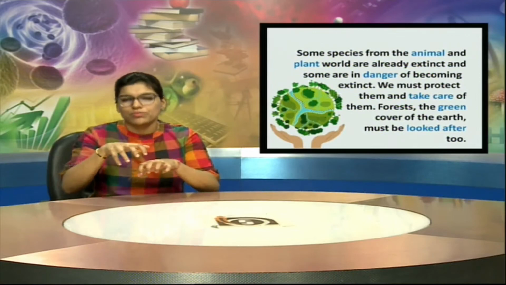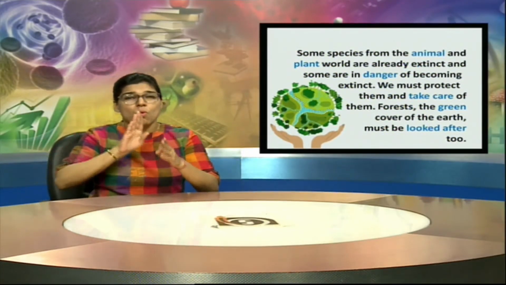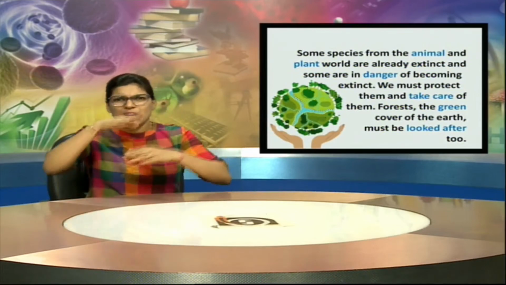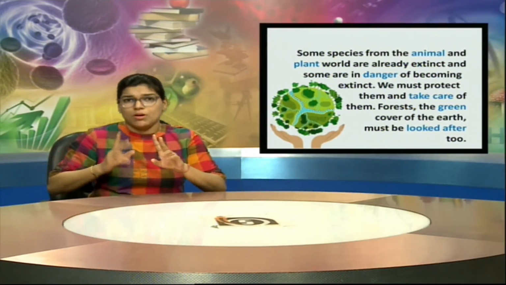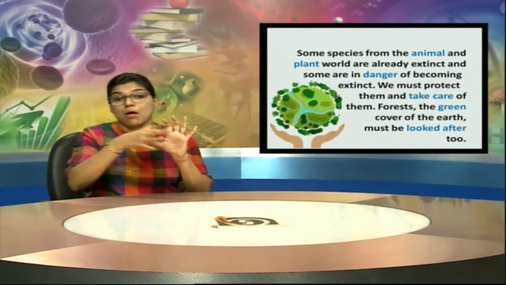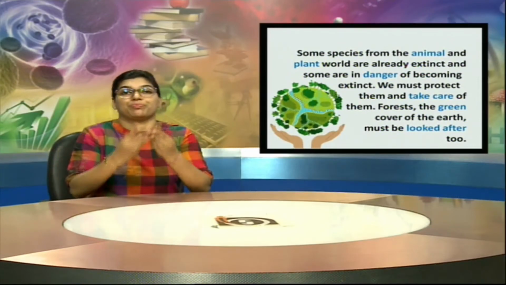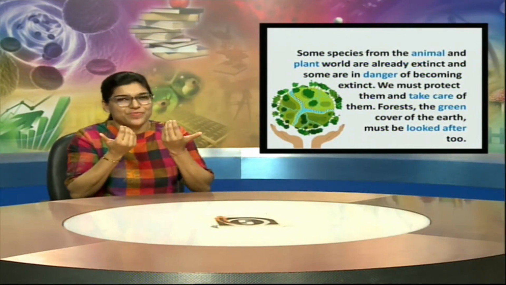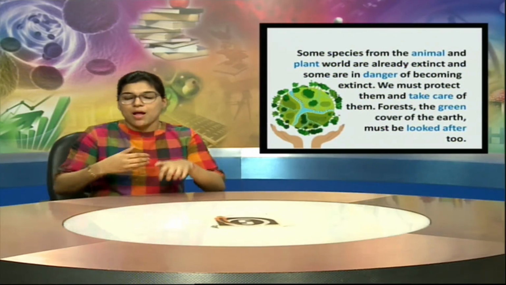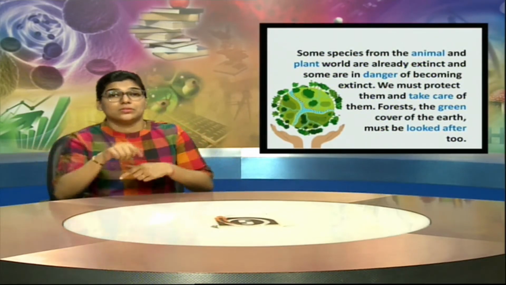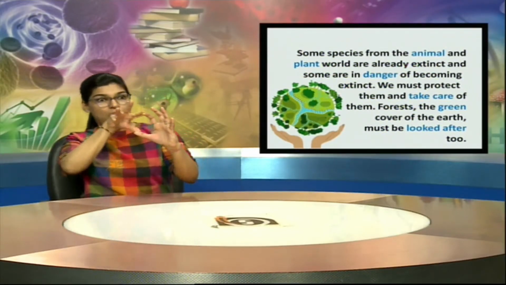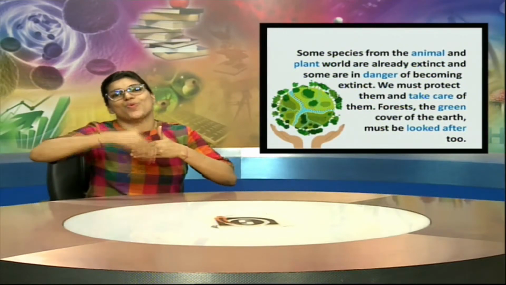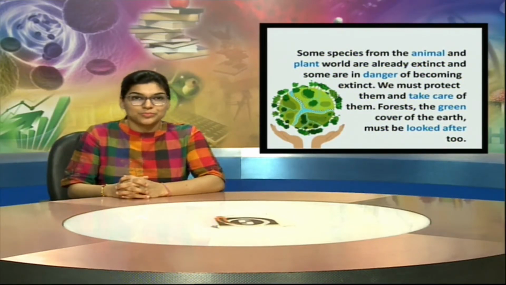Some species from the animals and plants world, we know that they are already extinct, like dinosaurs, different kinds of large animals you must have seen in few places. They are all extinct now. Like these animals, there may be some more animals which are in danger of becoming extinct. So, we must protect them and take care of them, because animals live in forest, and earth is their place. So, we should look after the green cover of the earth, which is forest.